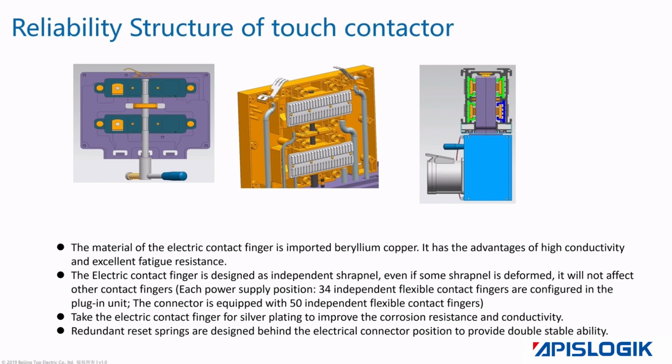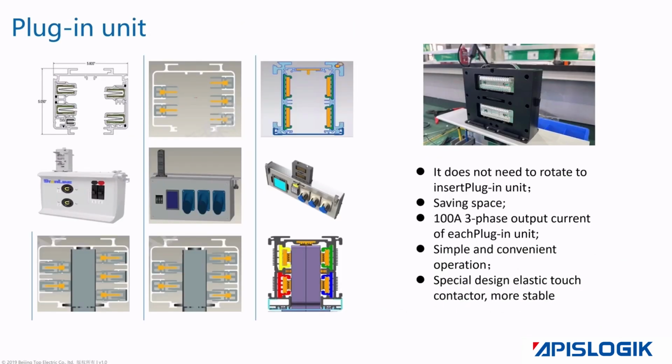This page shows the tap-off unit designs of mainstream manufacturers on the market. The first type uses U-shaped copper bars and I-shaped plugs. After insertion, rotate 90 degrees and lock the position.